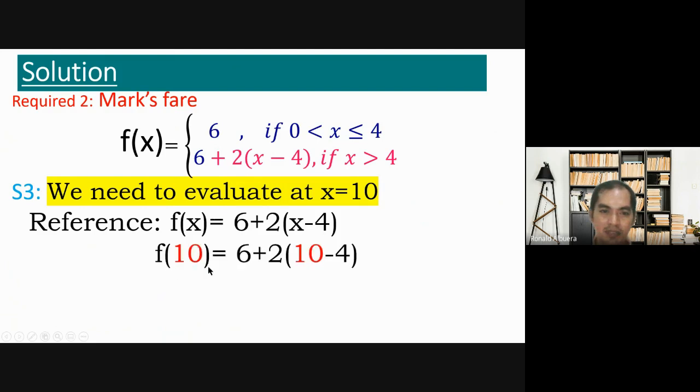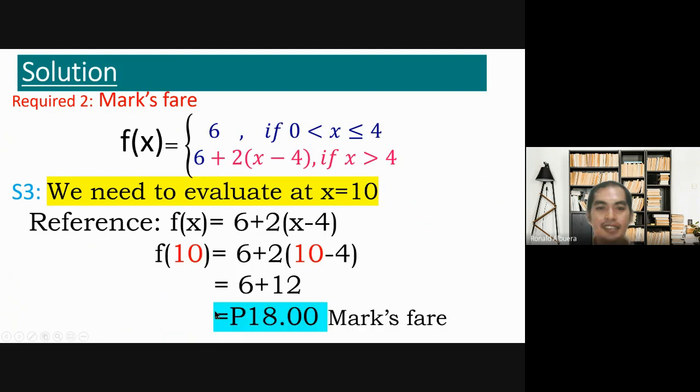So f of 10 equals 6 plus 2 times the quantity of 10 minus 4, which is 6. Multiply first. 6 times 2 is 12. Plus 6 is 18 pesos. Yung pamasahe ni Mark from his house to the market sa jeep. Malinaw na? Okay, let's proceed.